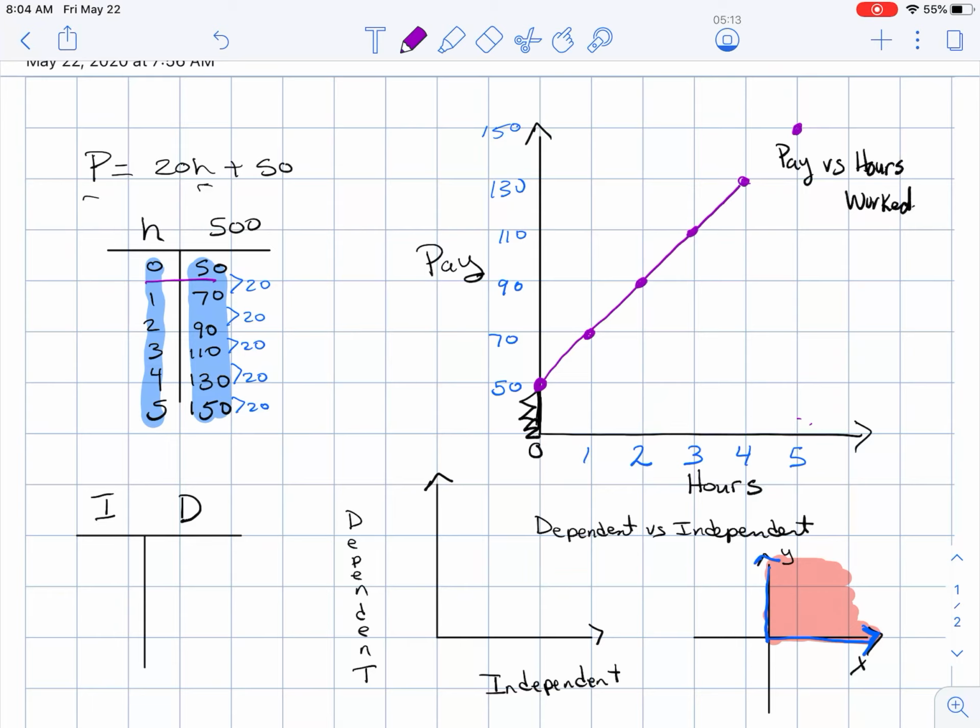You can see they all follow in a line, and we knew that was going to happen because the first difference was all consistent. So you want to draw on that line, and you want to put an arrow to say that this will continue. Again, we only went up to 5 hours, so there could be a lot more to this depending on how many more hours this person works.